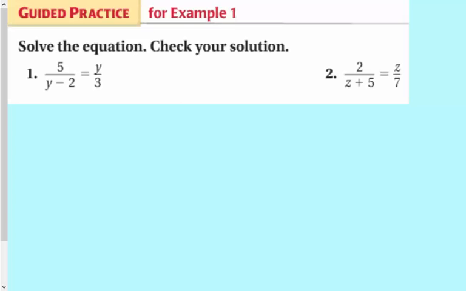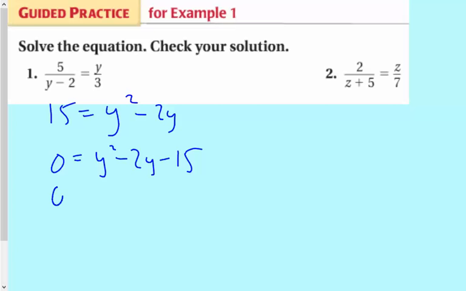Here are a couple more. 3 times 5 is 15. And then y times y minus 2 is y squared minus 2y. And then I will subtract 15 from both sides. And then I will factor. Y minus 5, y plus 3.